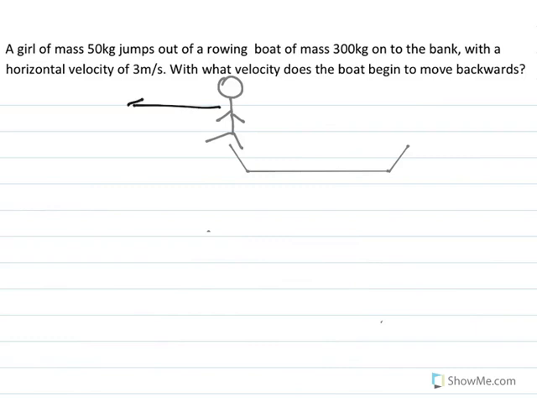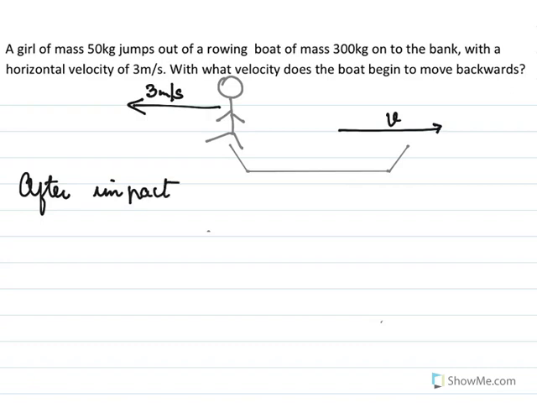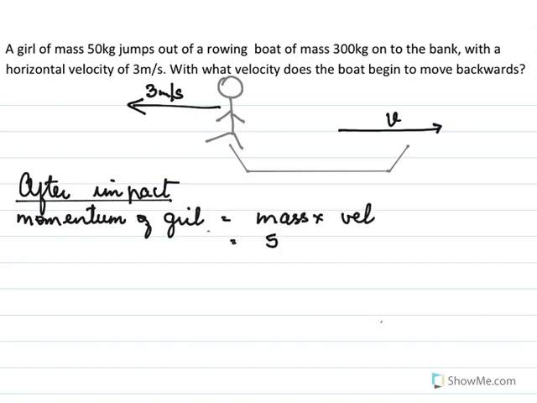Now here the girl is moving out of the boat with a speed of 3 meter per second. And we know that the boat will move back. We have got to calculate the speed. Let the speed be v. So after impact, we have to calculate the momentum. So we first do momentum of girl, and the momentum of girl will be mass into velocity. Mass of the girl is 50. She's moving forward with a speed of 3. So that will be 150 kg meter per second.